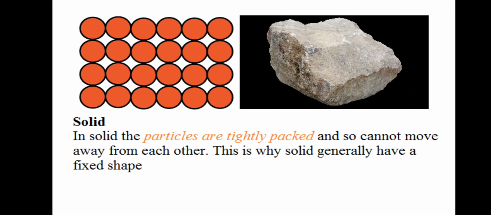Solid. In solids, the particles are tightly packed, so they cannot move away from each other. This is why solids generally have a fixed shape. Now if you look at a stone, as you can see in the picture also, or you can take a stone from your surroundings, if you put it on the table even for an entire year, and after the year is over, you will see the shape of the stone has not changed. It is because it is made up of solid.